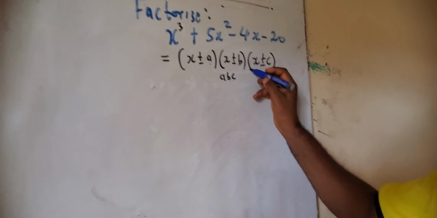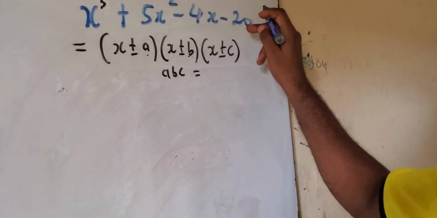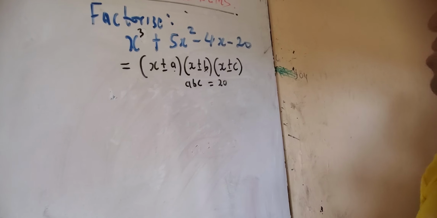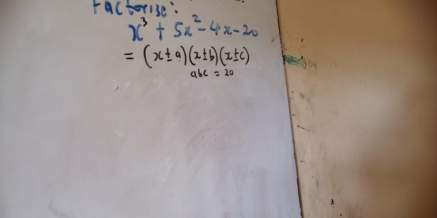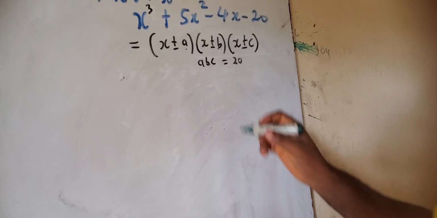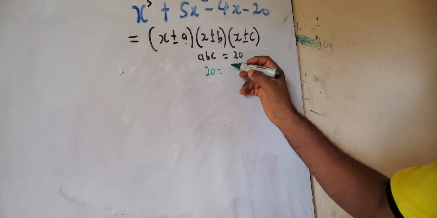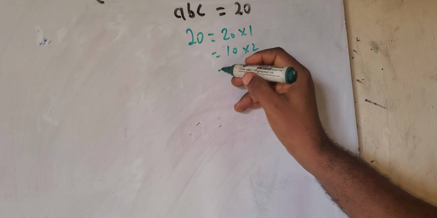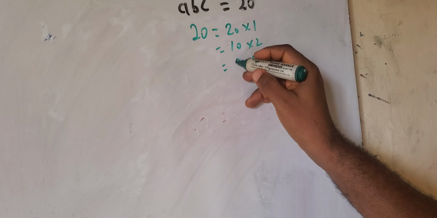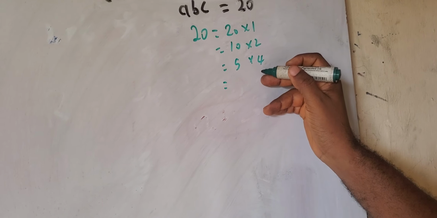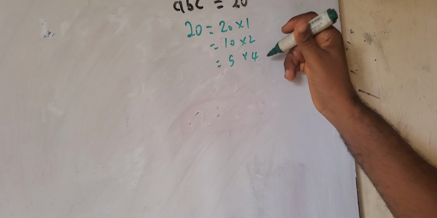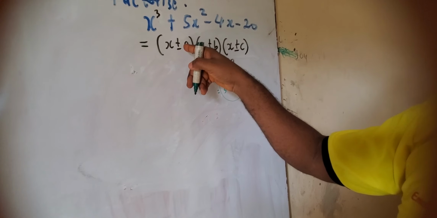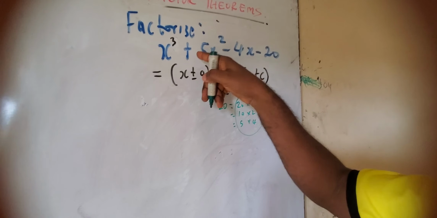This product ABC must be equal to this constant term that is here. Let's say it must be equal to 20. So the product ABC is like obtaining factors of 20. Now you know that 20 can have different factors, like 20 times 1, 10 times 2, 4 times 5. So one of these factors, when we substitute for ABC, we definitely bring out the factor of this polynomial.